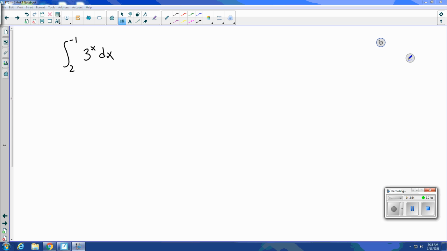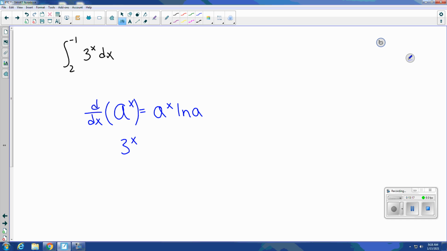All right, so what's the antiderivative of 3 to the x? To figure that out, let's take a look at what the derivative of an exponential of any base a is. We differentiate, it's going to be itself times ln of the base. So if we have 3 to the x and we take the derivative, we get 3 to the x times ln of 3.